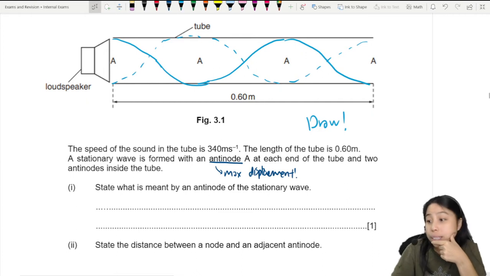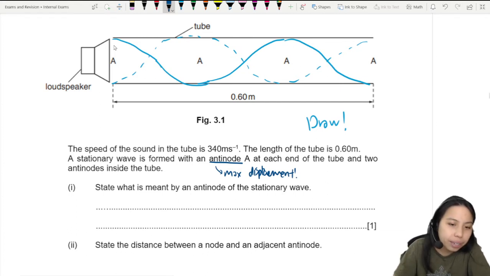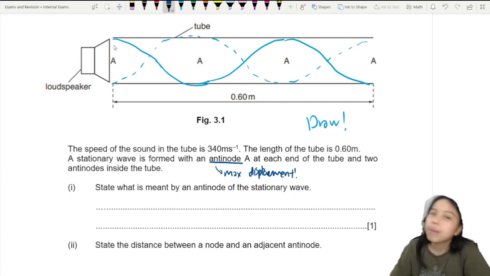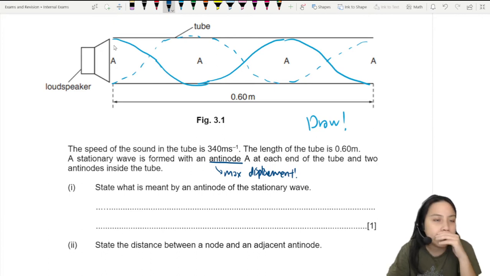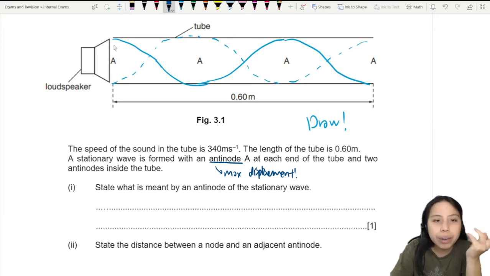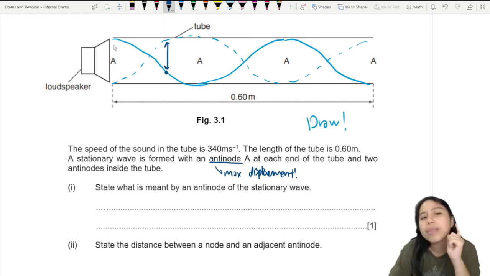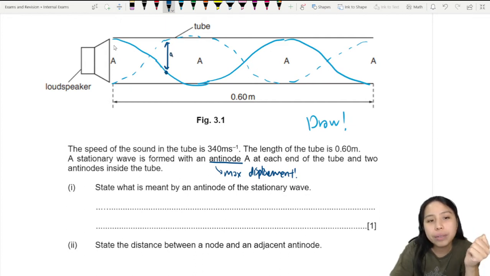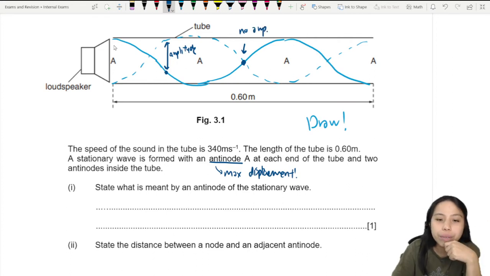Okay, so what is an antinode? We will describe it, right? So we just say max displacement. So let's put in the proper word here. Maybe we won't say displacement. Let's use a better term: amplitude. Because a particle, let's say this dotted particle right there, will always have that amplitude at that position, whereas a node here always has no amplitude. So let's use the word amplitude instead of displacement.